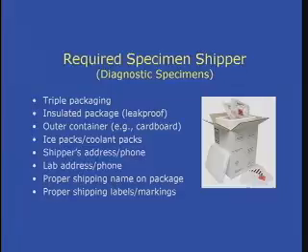The shipments must also be shipped with ice packs or coolant packs, and on the exterior of the containers, there must be a complete shipper's address and phone number, as well as the receiving lab's address and phone number. And lastly, there must be both the proper shipping name on the exterior of the packaging, an example being diagnostic specimens, and the proper shipping labels and markings such as the 3373 hazard diamond that must accompany all diagnostic specimen shipments.